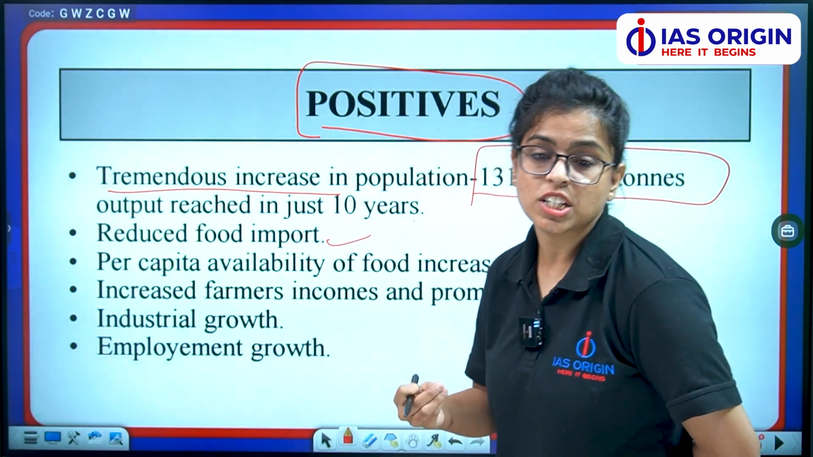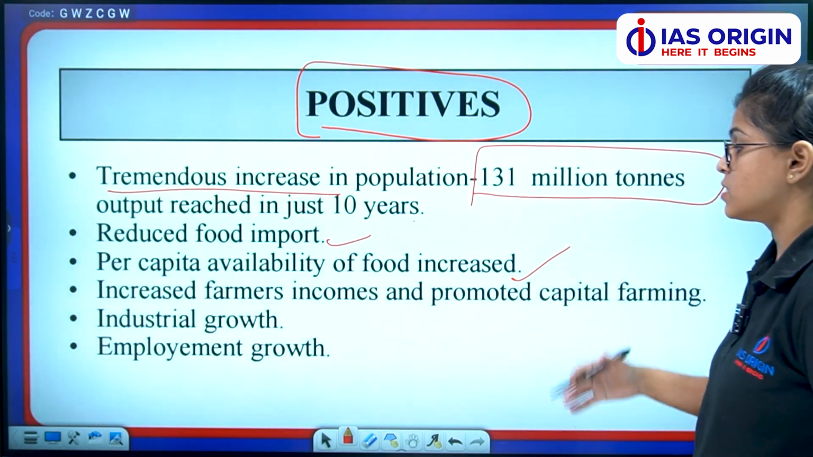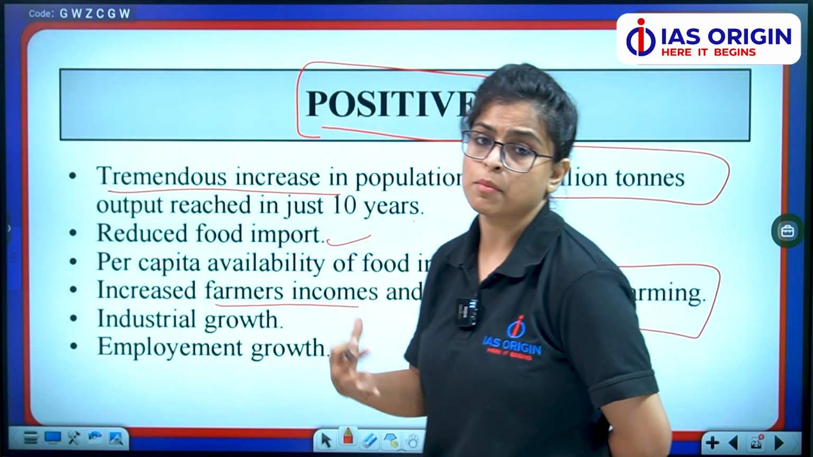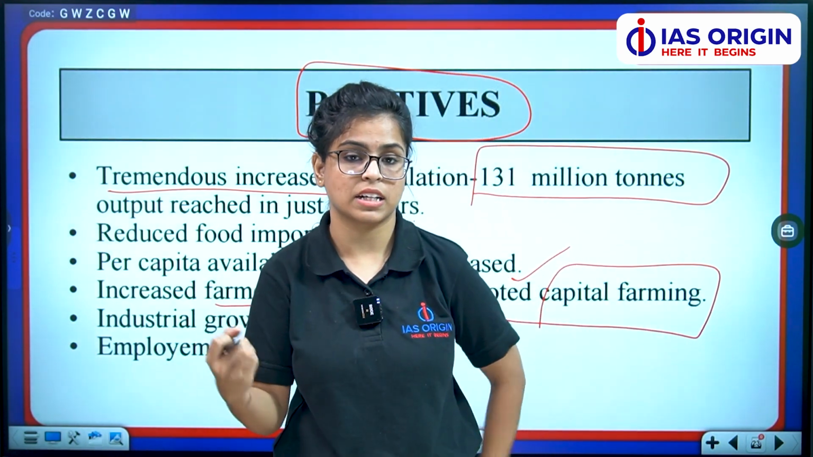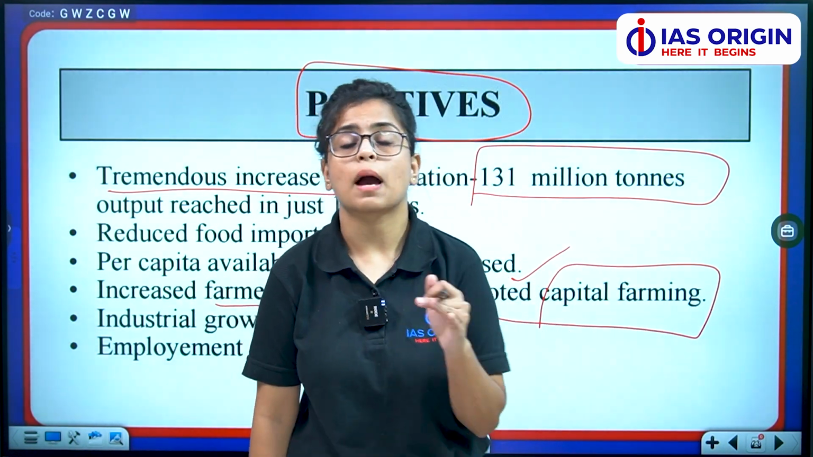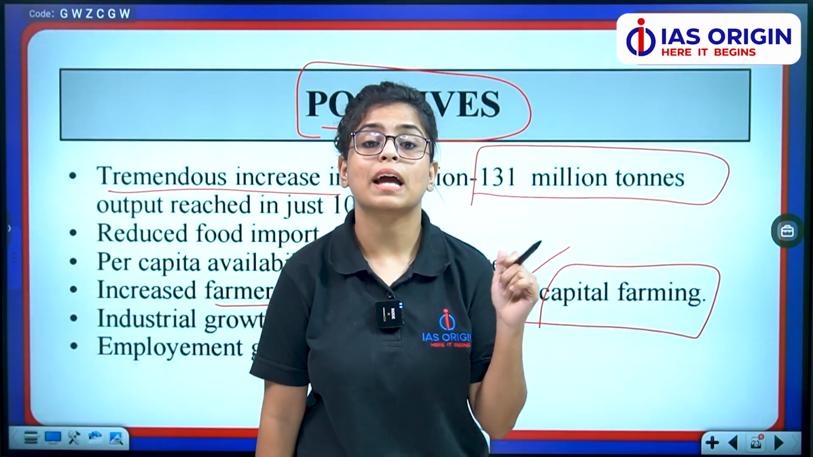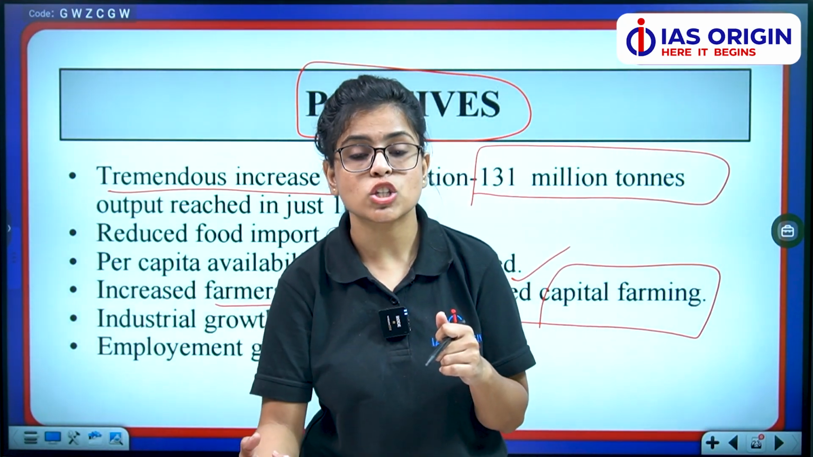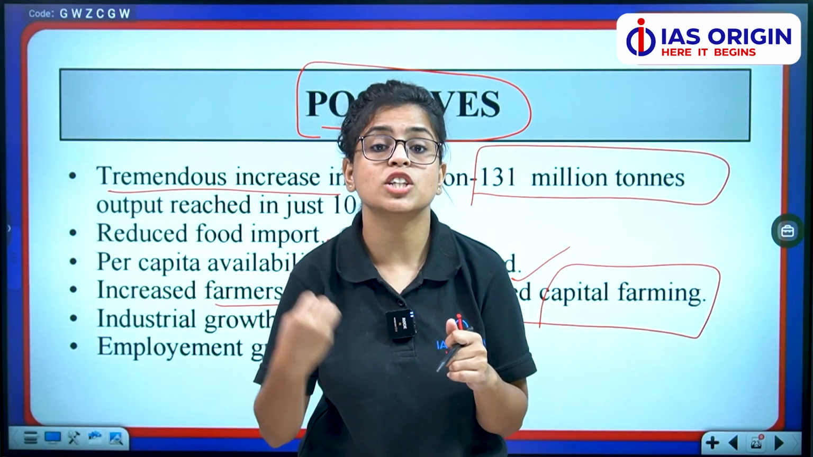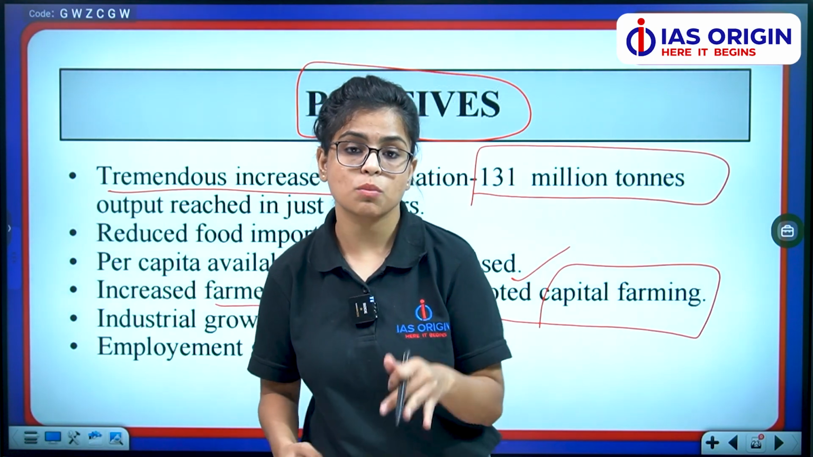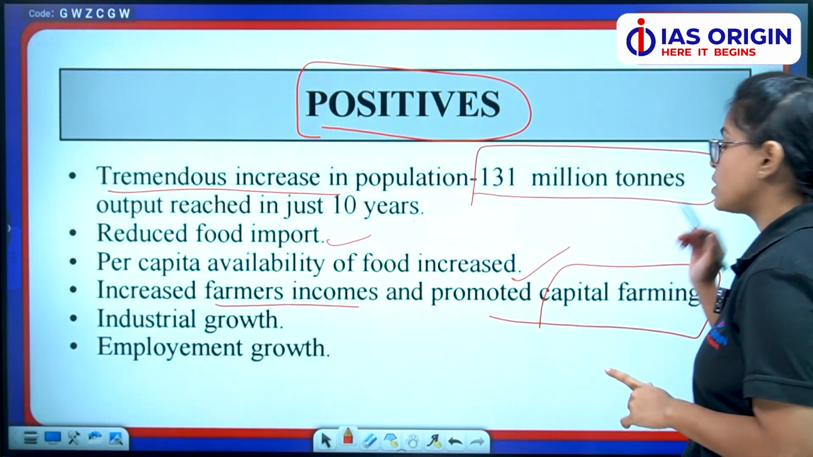And what about the change in the further productivity in all sectors? Increased farmer income and capital farming. As the farmers' income increased because of the enhanced productivity, they invested in capital farming, where the farming was not labor intensive but capital intensive, जहाँ पे major chunk of production करा जा रहा था machinery की use से, and when machinery is used, definitely the production will also be increased. So here capital farming got a boom.